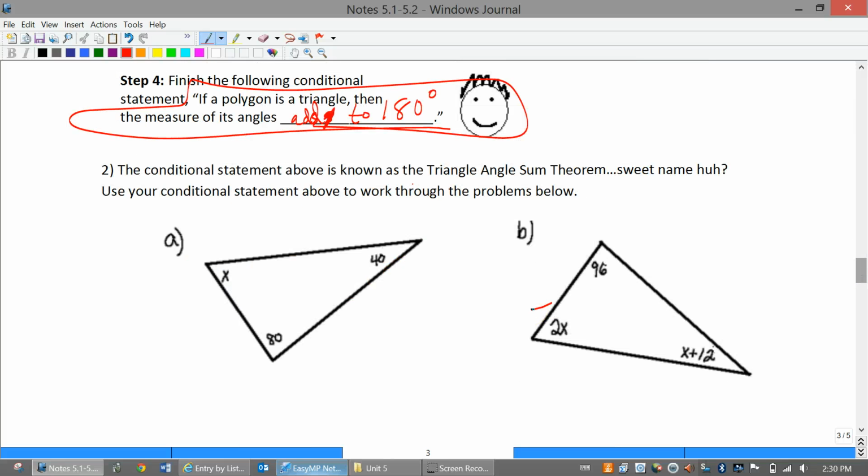So what do these 3 angles add up to? 180. So x plus 80 plus 40 is 180? X is 60 degrees.